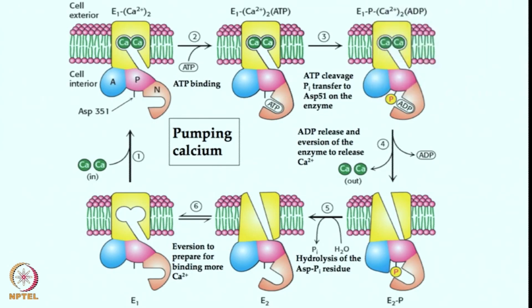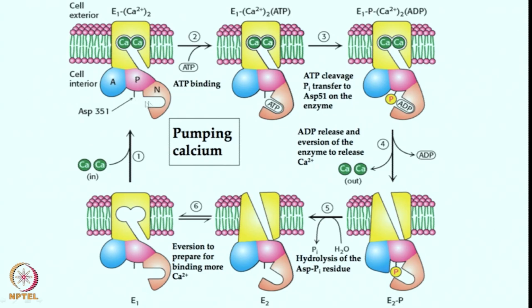There is a similar pump for calcium also, of course you can call it the calcium pump. This is the cell exterior and this is the cell interior. Overall you have aspartate 351 which is the ATP binding site. ATP binds over there in the pocket and calcium gets into this cavity, wherein there is ATP cleavage and phosphoryl transfer to aspartate 351 on the enzyme.